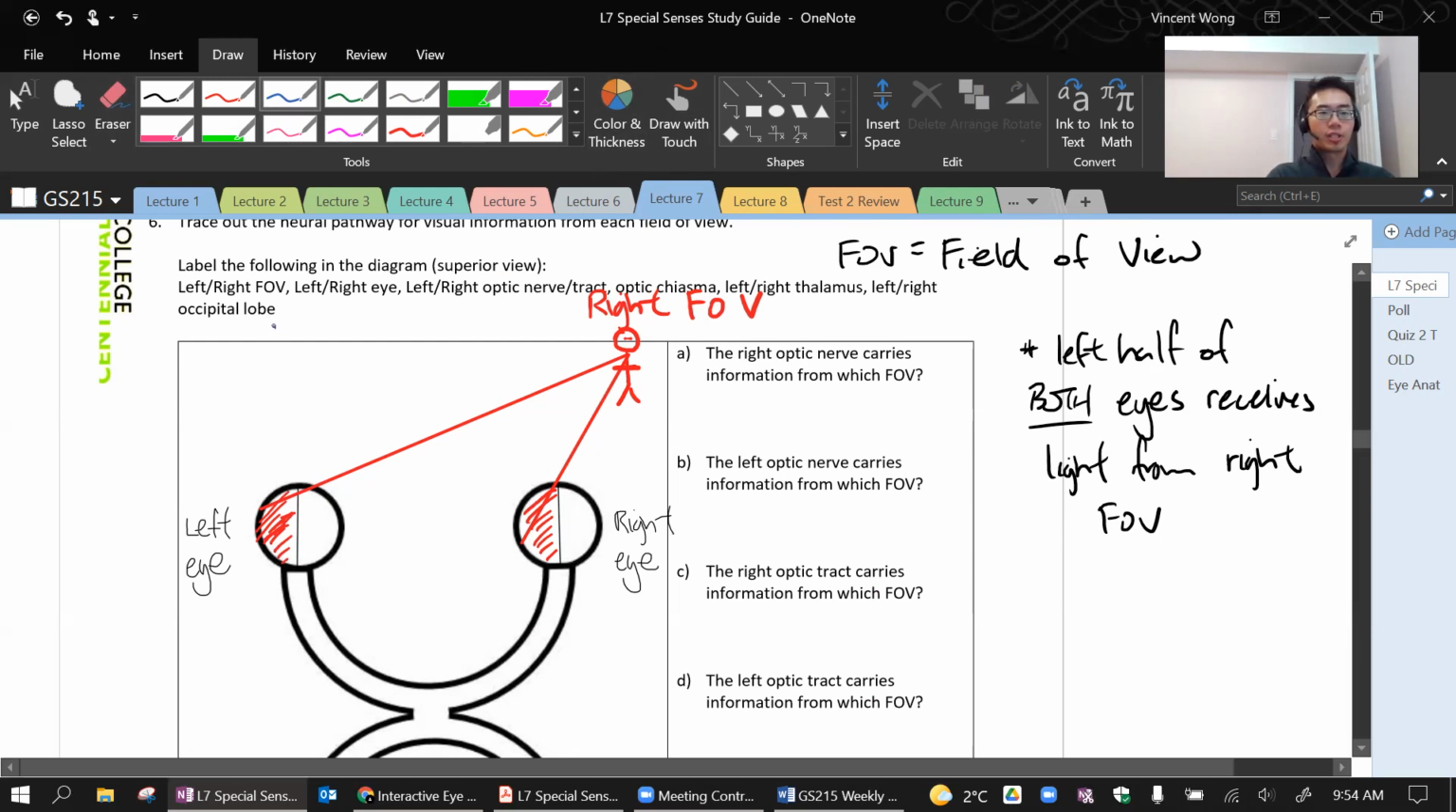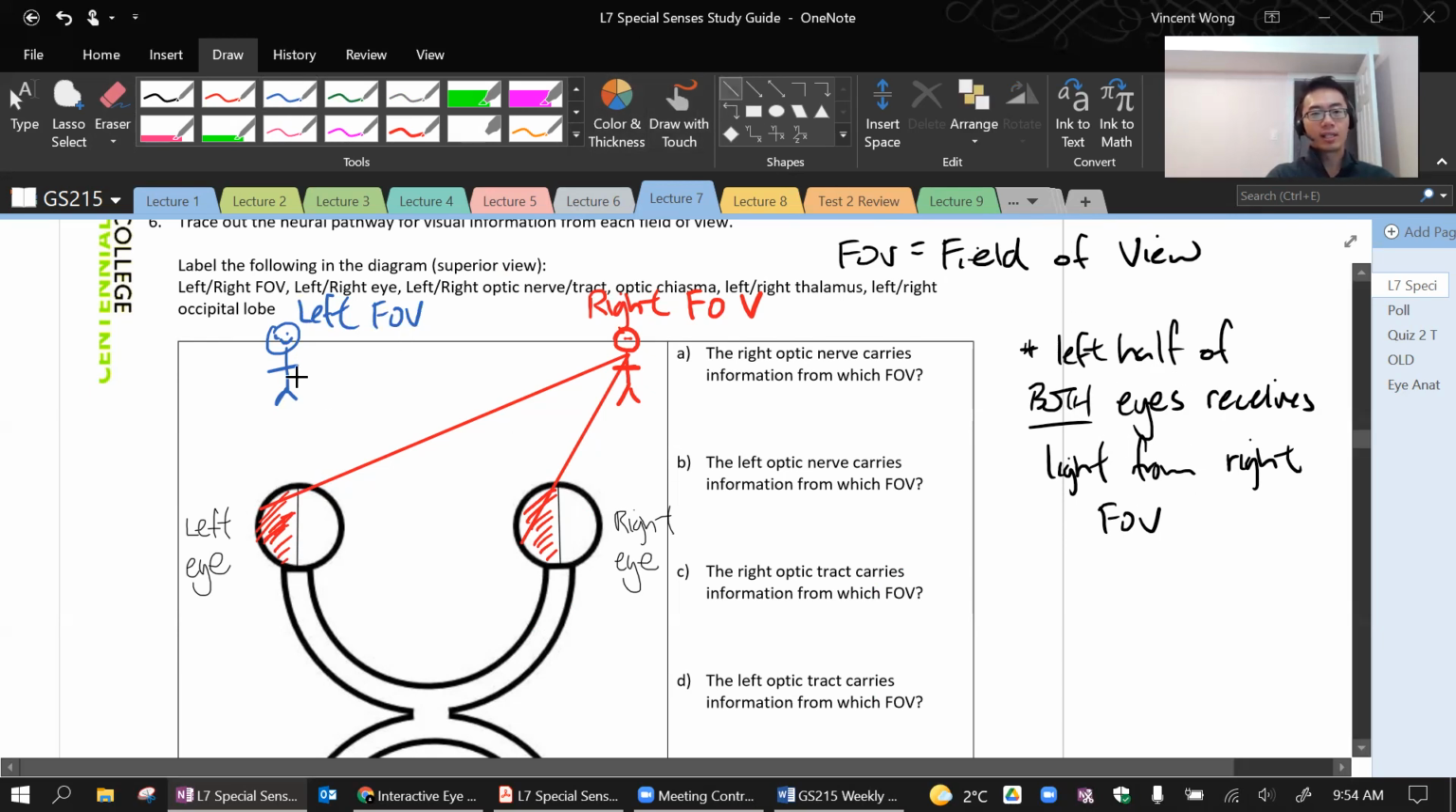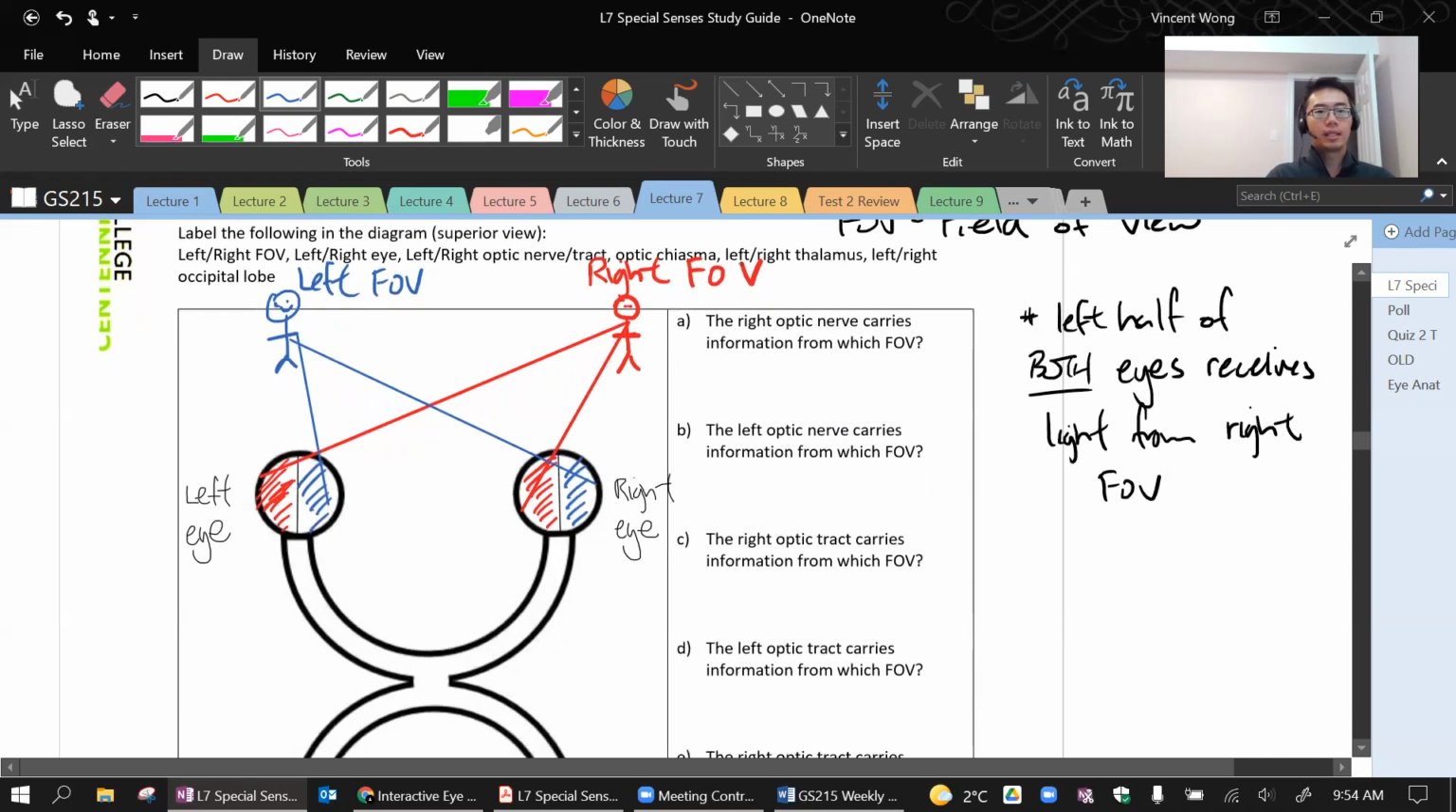All right, we're gonna have a blue person here. This is left field of view. And then you can kind of write the sentence yourself. The left field of view will go to the right half of each eyeball. Okay, and obviously you're gonna have some overlapping right in the middle. Things that are in the middle will be processed by both halves. Right, but let's keep it simple, left and right here.